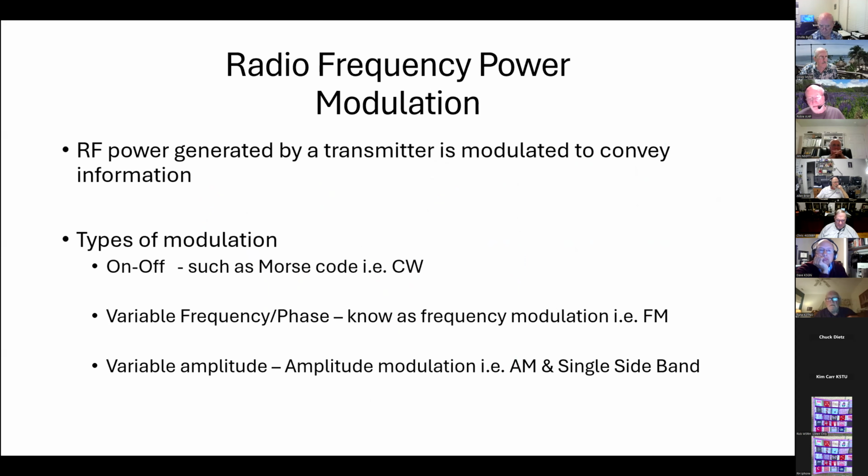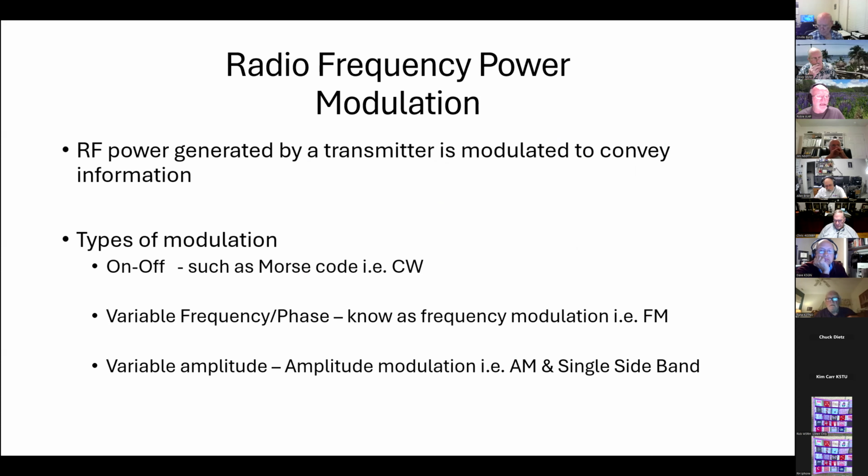With radio frequency power, we have to include modulation, because modulation is how we convey the information. RF power is generated by a transmitter and is modulated to convey information, whether it be a voice or whatever it might be. There are several general classes of modulation. One of them is on-off. You either have the power or you don't. That's typically what we see with Morse code, and in our world, we call it CW.